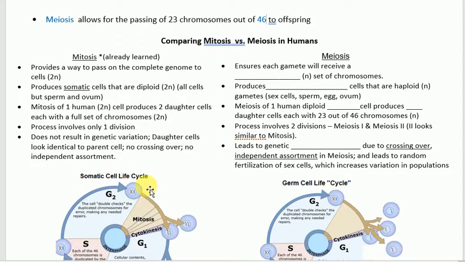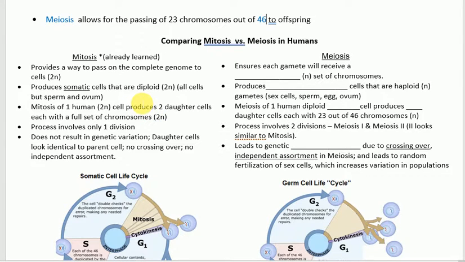We know it's going to provide a way to pass on the complete genome to cells, and it's going to be in the 2N form. In other words, we're going from 2N and we create two 2N cells. We know that mitosis produces somatic cells, and they are diploid. Basically that means they're 2N. Somatic cells are basically all cells except for the sperm and the ovum. The mitosis of one human cell produces two daughter cells, each with a full set of chromosomes. So again, going from 2N to two 2N cells.